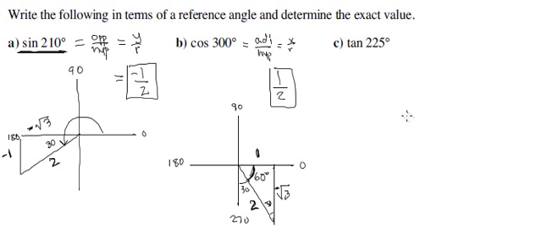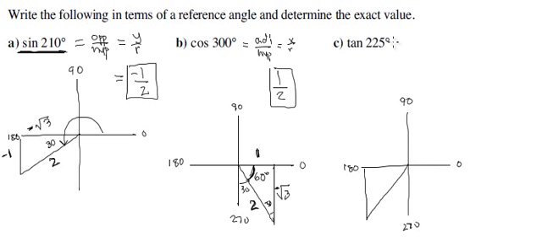Tangent of 225. 0, 90, 180. Now, this is 270. We don't have to go that far. 225 is 45 degrees past the 180 mark. You know that because you can do 225 minus 180, and it tells you if you're at 180, you've still got 45 degrees to go. This is a 45 degree reference angle.